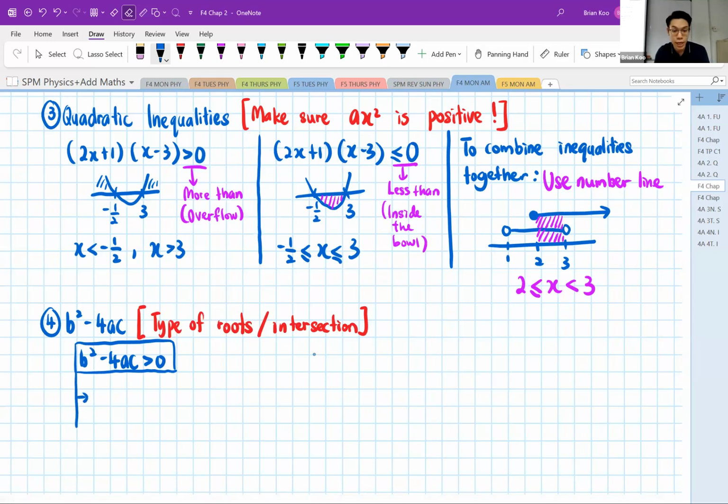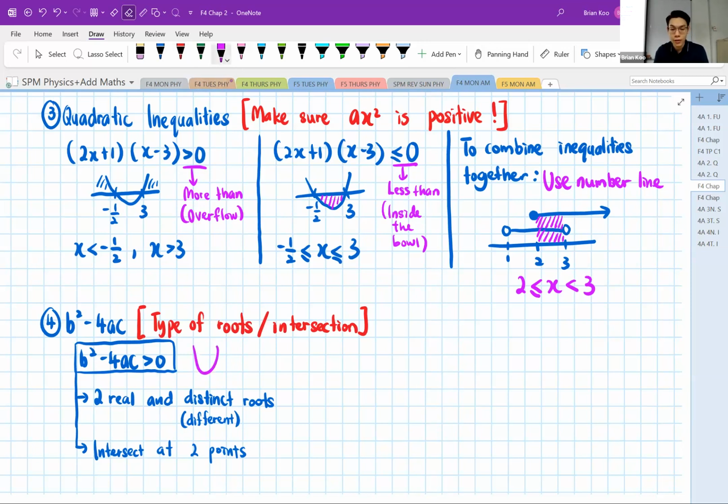Okay, this one got a few ways to say it. You can say 2 real and distinct roots. Distinct is another word for different. We can also say intersects at 2 points, which is trying to tell you that it looks like this.